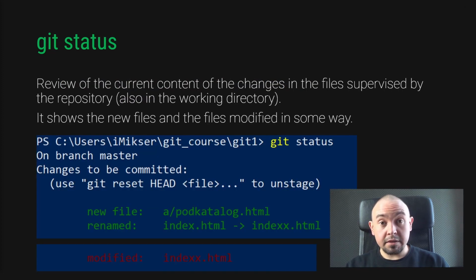The next command, git status. It allows us to find out what is the current state of the changes in our project in relation to the last commit. We can see the tracked and untracked files. We can see the changes to the tracked files and the changes in the staging area.